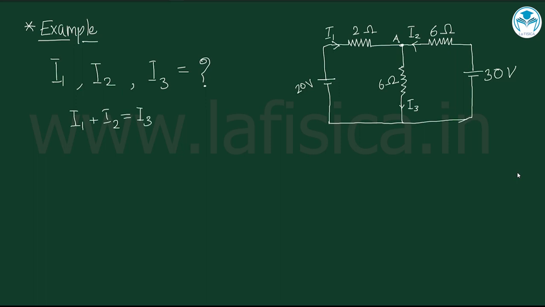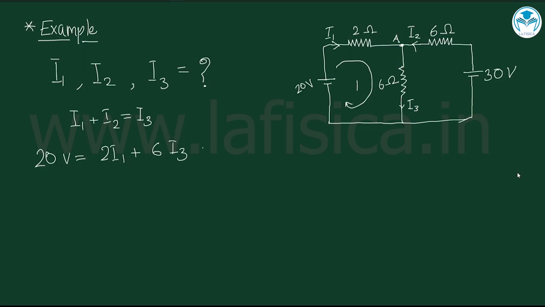Now let us consider this closed loop 1. Here 20 volt is the voltage source, I1 is the current, then the voltage drop here is 2I1 and the voltage drop here is 6I3. Then we can write 20 volt equal to 2I1 plus 6I3.